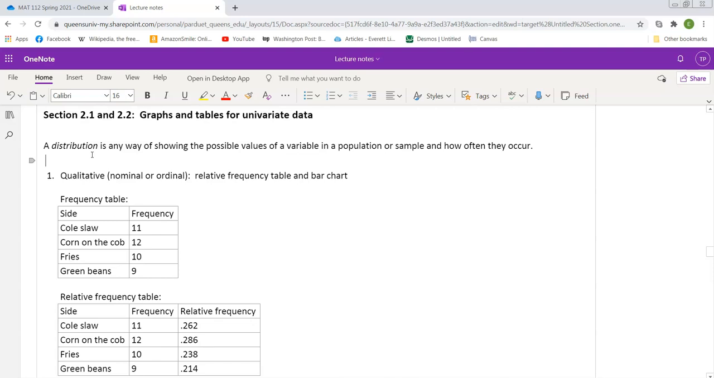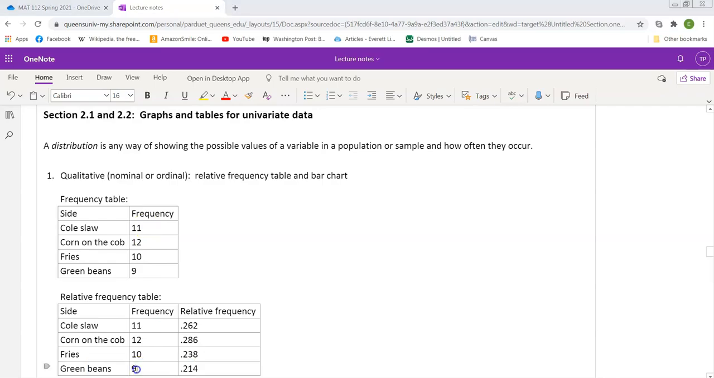All right, so distributions look different based on the level of measurement that they are. So if you're rusty on your levels of measurement, you might want to go back and review or talk to me and I'll be glad to go over that with you. So looking first at qualitative data, and that's data that's categorical. The first thing we're going to look at is a frequency table. A frequency table just lists all the values in your data set and then their frequency, meaning the count.